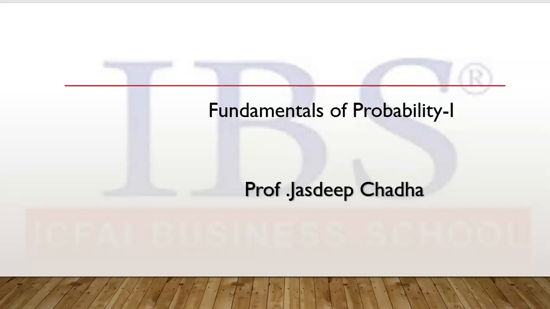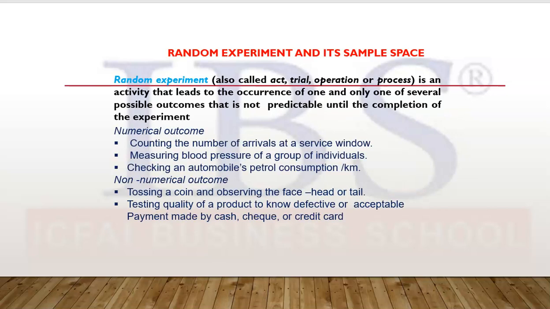Now, before starting off, we must understand what is a random experiment. An experiment is anything which leads to certain outcomes. All possible outcomes are called the sample space. There are two types of outcomes: numerical outcome and non-numerical outcome. Numerical outcomes are basically counting the number of arrivals, measuring the blood pressure, checking an automobile's petrol consumption per kilometer. These are all numerical outcomes.